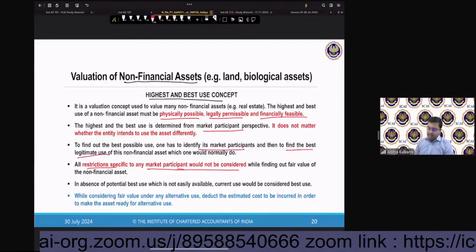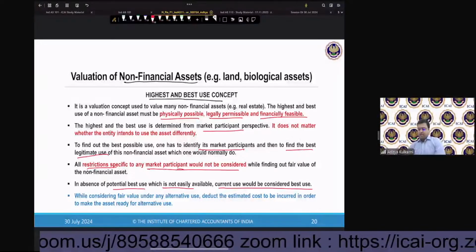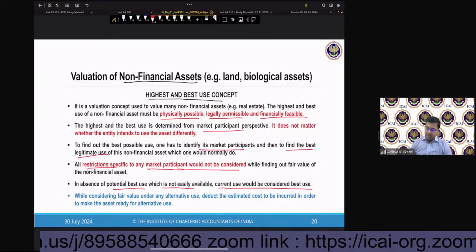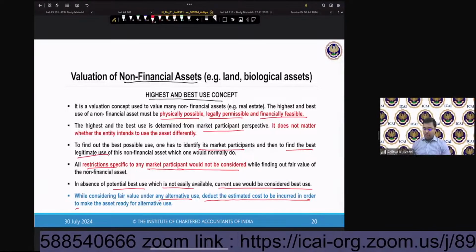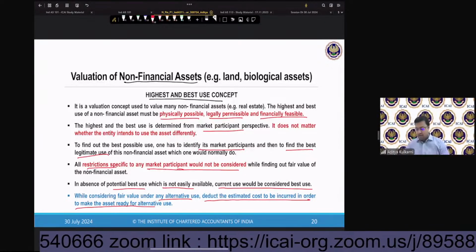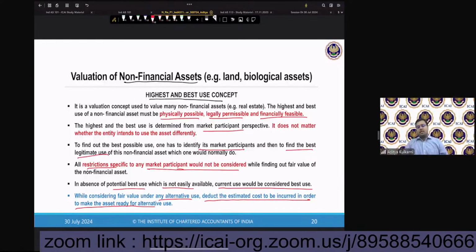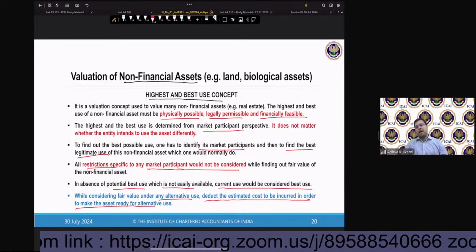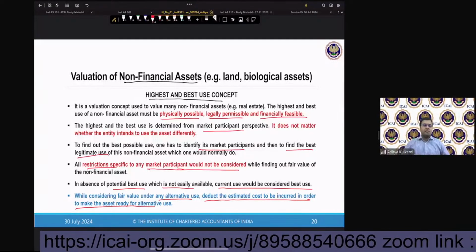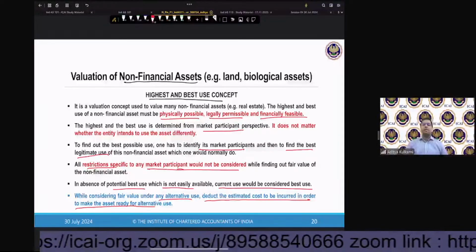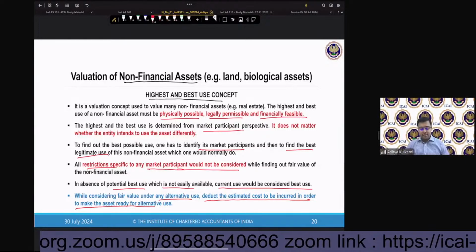Okay. In the absence of a potential best use, which is not easily available, current use would be considered the best use. And last part: while considering fair value under an alternative use, deduct the estimated cost to be incurred to make the asset ready for alternative use. So suppose you have some plot of land on which there is some old building. You want to construct a commercial complex. So the cost of demolition of that old building will be deducted to arrive at the fair value. Are we okay with this?